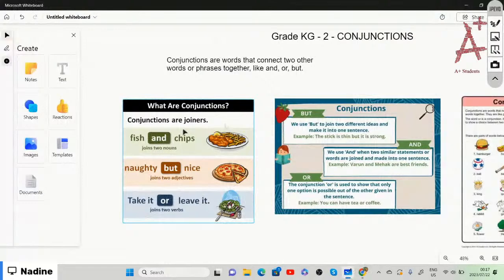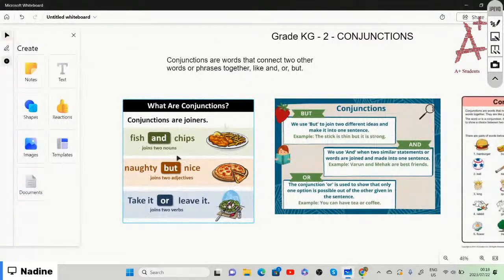And here we have a plate and it says fish and chips, right? So and basically joins the fish and the chips on this specific plate. So fish and chips means that the two nouns are joined together.